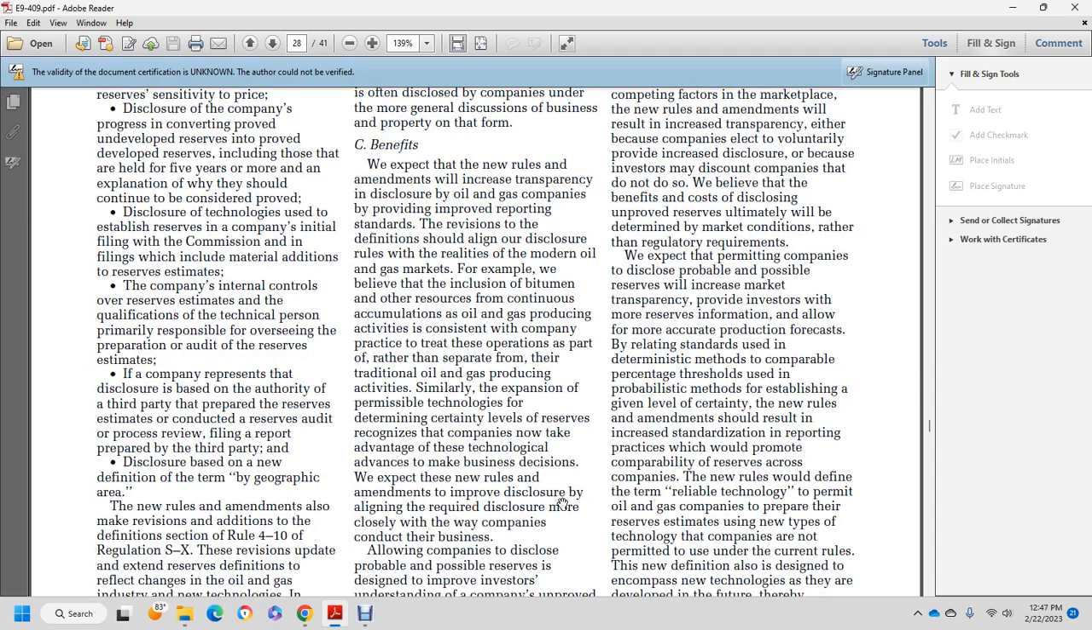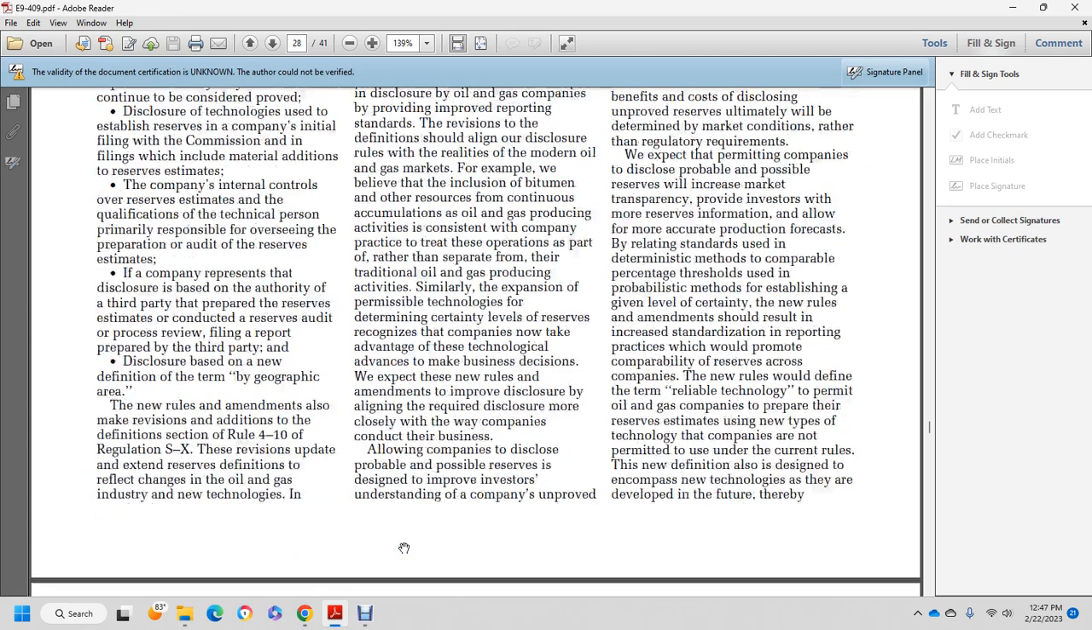We should adopt the new rule amendments to improve the disclosure, aligning the required disclosure more closely with the ways companies conduct their business. Allowing companies to disclose probable and possible reserves would improve investors' understanding of the company's unproved reserves.